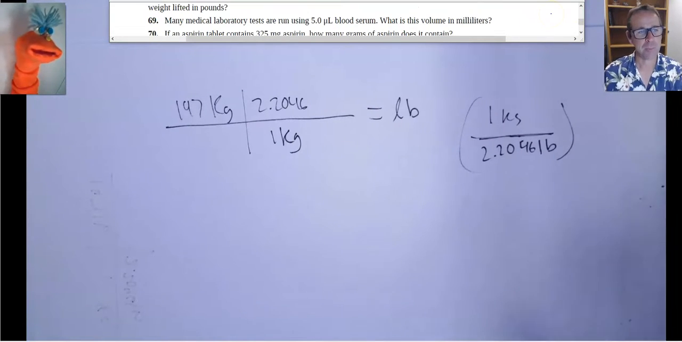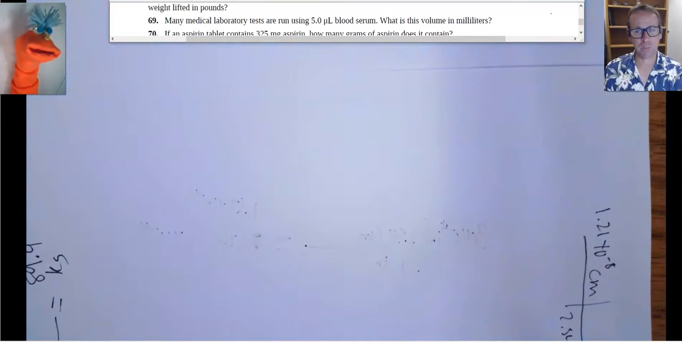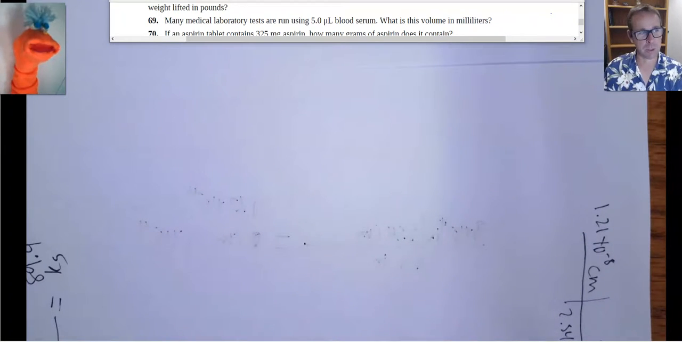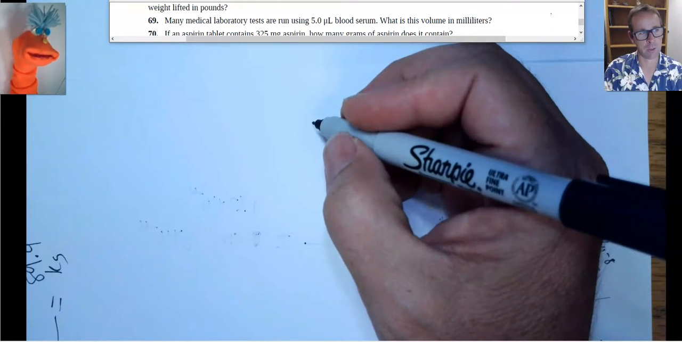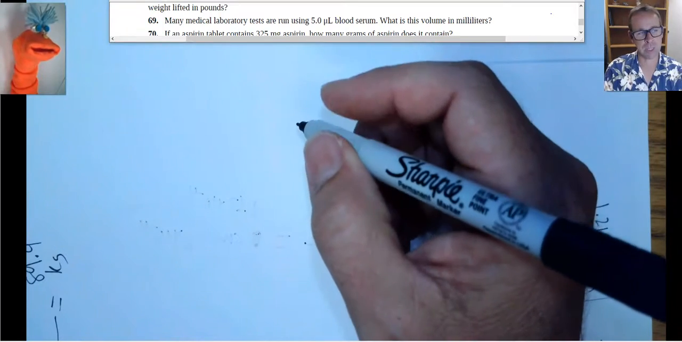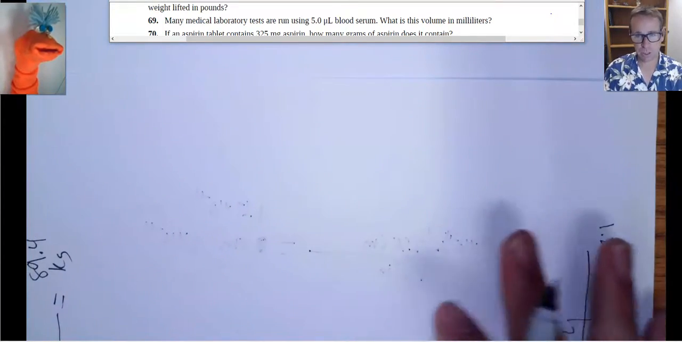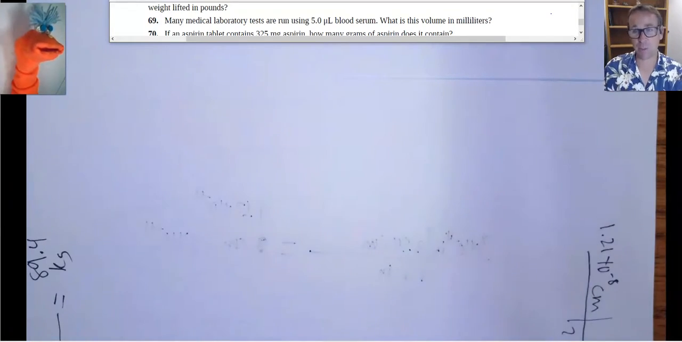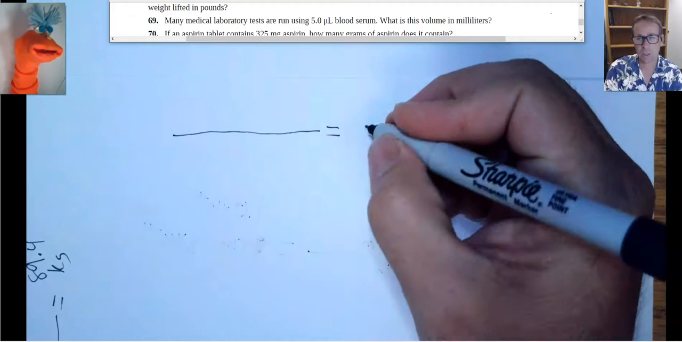Good. Many medical laboratory tests run using 5, what is that weird looking thing? Microliters. Good, microliter blood serum. What volume is that in milliliters? 5 microliters? Yeah. Isn't it just 5 million milliliters? Is it? Oh, no, it's the other way, isn't it? It is the other way, right? And, just to remove confusion, again, we don't have to sit and guess, try to rely on our intuition.